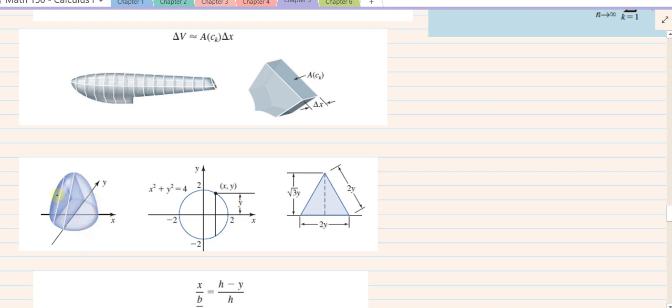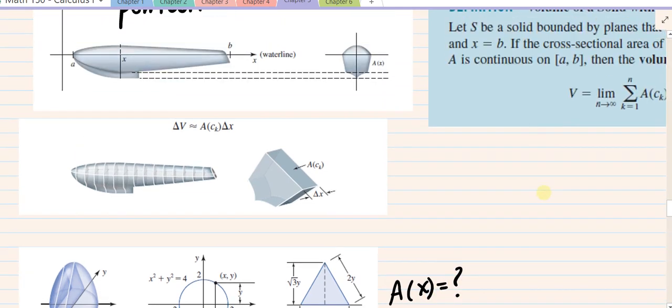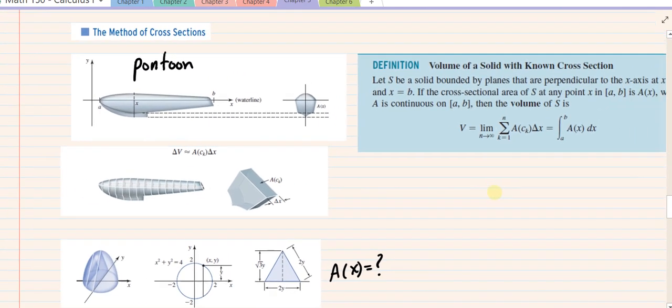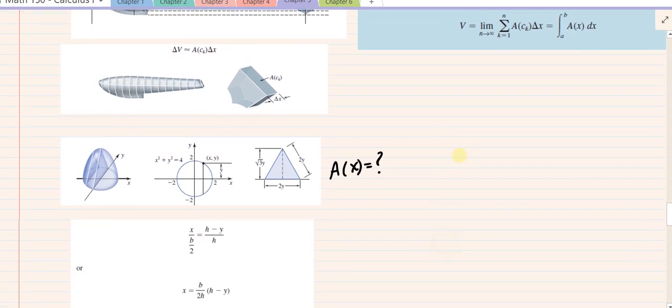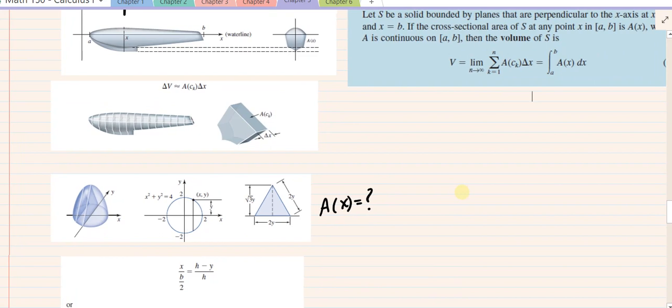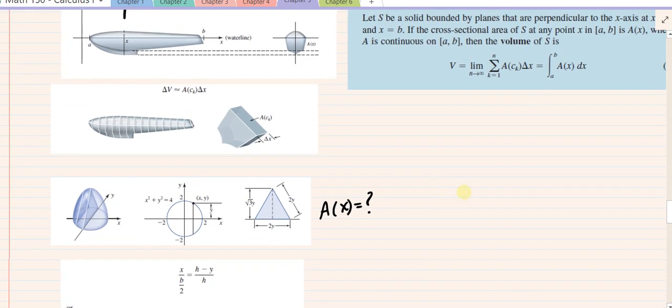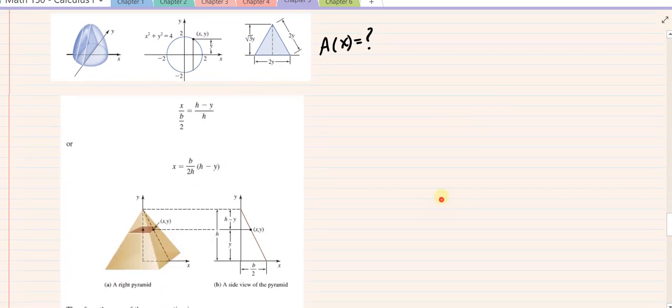Once it's constructed, the key here is to be able to find the area as a function of x. That's the key. Once you have that, then the actual integral is easy. You multiply that times the thickness. So the key is, how do I determine the area as a function of x? Let's take a look at an example.